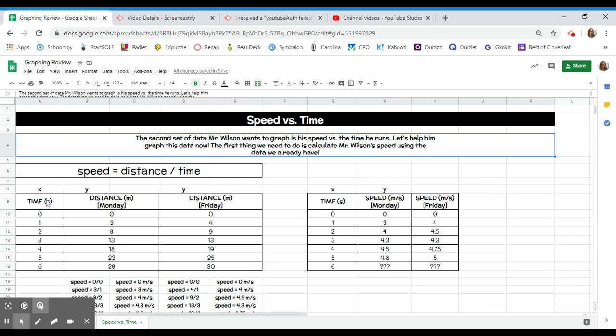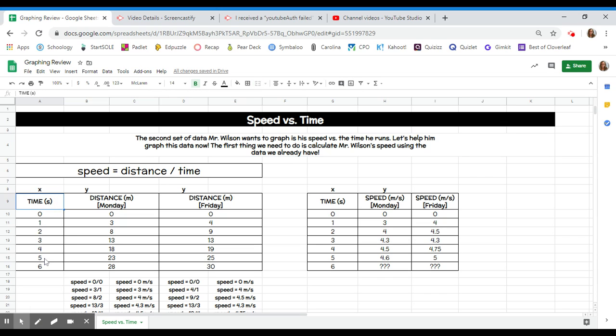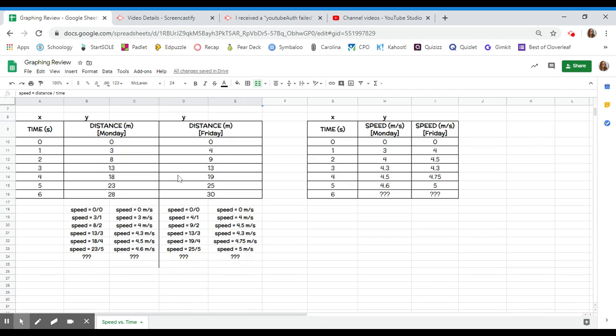So we already know the time that he ran and the distance that he ran for Monday and Friday. So our speed equation is speed equals distance divided by time. Well, we already have distance and time. So now we just need to do distance divided by time to find his speed for each second. So if you scroll down here, I already have done it for most of the time slots for Monday and Friday.